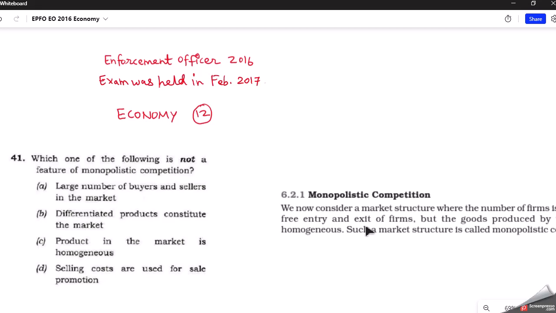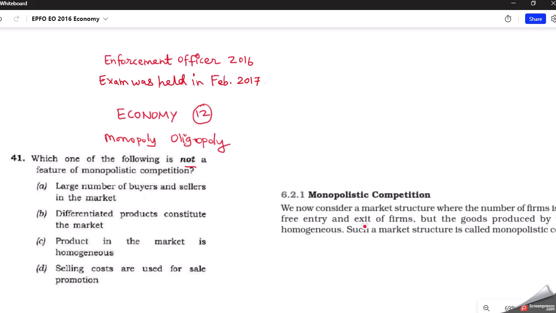So the first question is, which one of the following is not a feature of monopolistic competition? This question has been asked from microeconomics and it is asking the features of monopolistic competition. Now there are two things. First one is monopoly and then there is oligopoly. So this might be asked this time, what is meant by oligopoly. Here they are talking about monopolistic competition, the one which is not a feature.